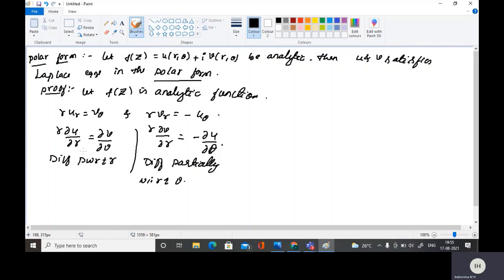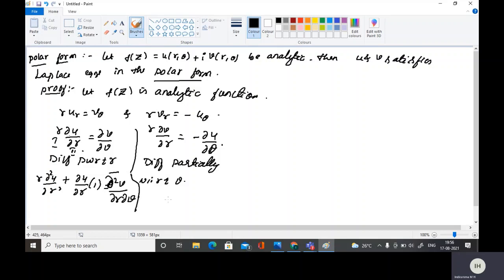So this is with respect to R. Two functions we have containing R, so we have to use the product rule: first function into differentiation of second plus second function into differentiation of first is equal to, here, ∂/∂r of ∂²V/∂r∂θ. So R into ∂²U/∂R² plus ∂U/∂R is equal to ∂²V/∂R∂θ.